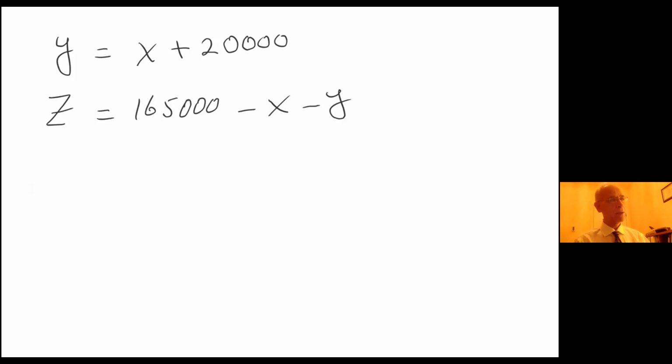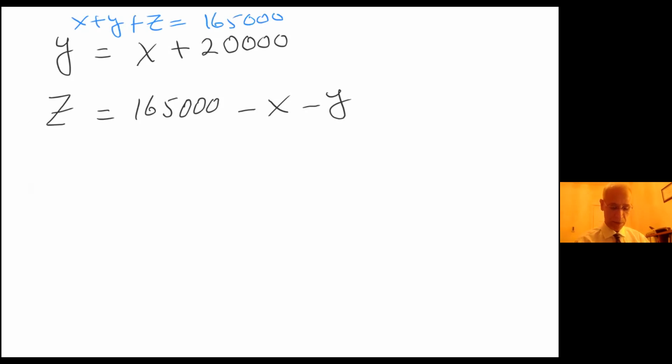So what other information is given to us? We know that the certificate of deposit paid 5.25%. So I can also say that X plus Y plus Z equals a total of $165,000. Okay.